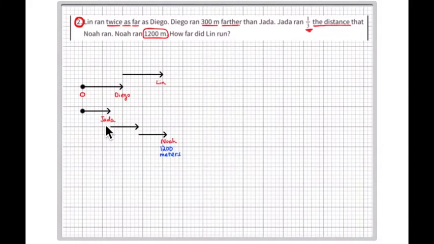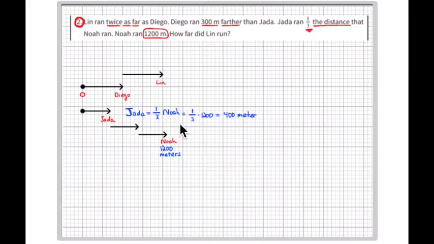And Noah ran 3 times as far as Jada. It says here that Jada ran 1/3 the distance that Noah ran. It's the same as saying that Noah ran 3 times farther. And Noah ran 1,200 meters. So now we can put a number to Noah, and then we can work backwards, just like we did in the last problem, and figure out how far Lynn ran.